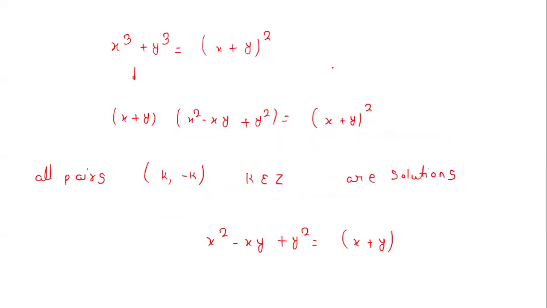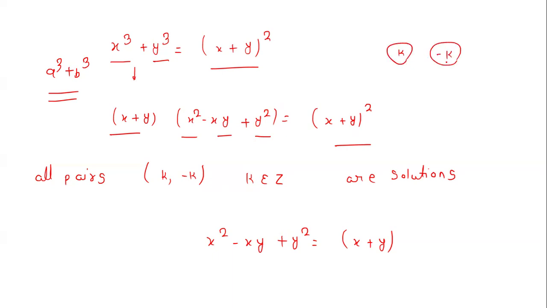So you see, x cube plus y cube is equal to (x plus y) whole square. The left hand side is of the form a cube plus b cube, which you can open as (a plus b)(a square minus ab plus b square), and the right hand side has (x plus y) whole square. Now, if x is some positive integer, negative integer or zero, let's say k, and y is of the form minus k, then this equation will always be satisfied. So all pairs (k, minus k) where k belongs to the integers are solutions of this equation.